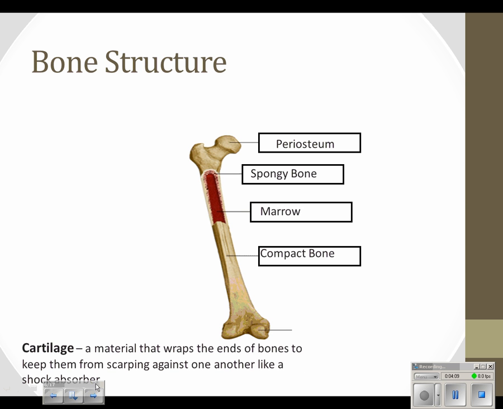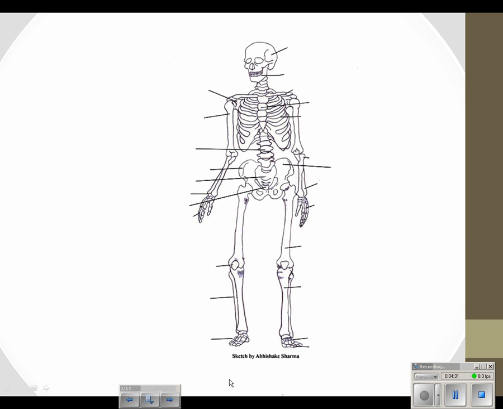We have this other substance called cartilage, which is a material that is going to be found around the ends of bones. So on either end of the bone, you might have some cartilage, and it acts like a shock absorber or a cushion so that the bones don't scrape against one another, and it takes some of that pressure off. So let's look at a skeleton and label it.